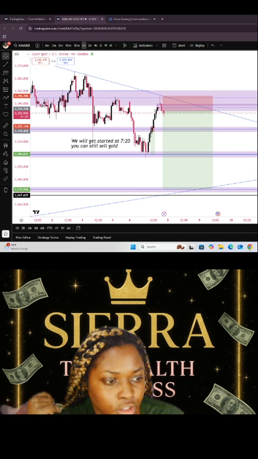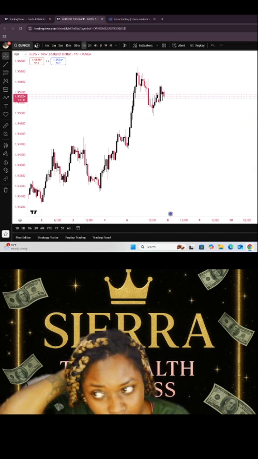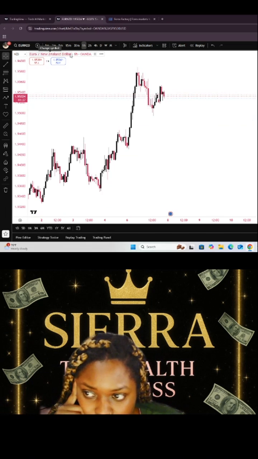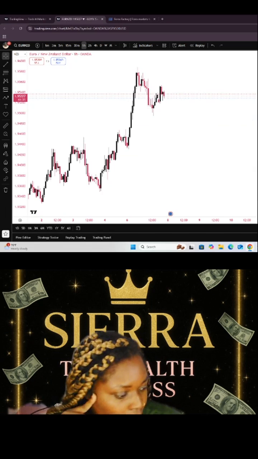Okay. So we can go back to, well, let's go to Euro NZD. And if you look over here in the corner, this is Euro, and then this is New Zealand dollar, okay?